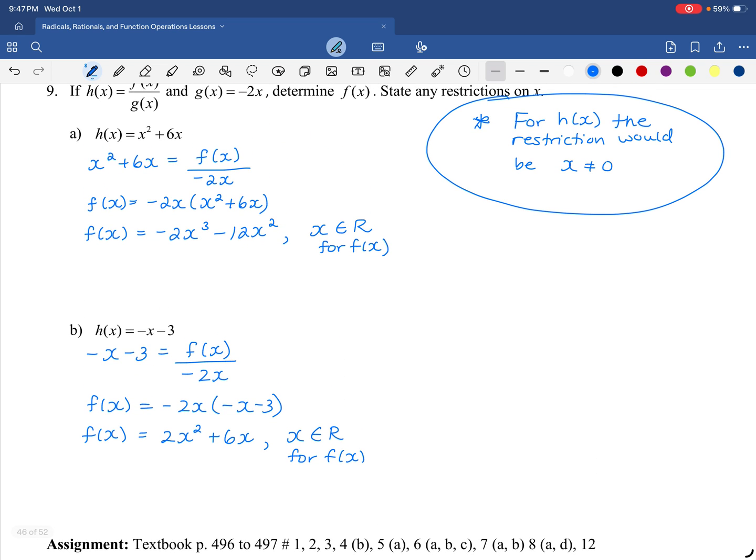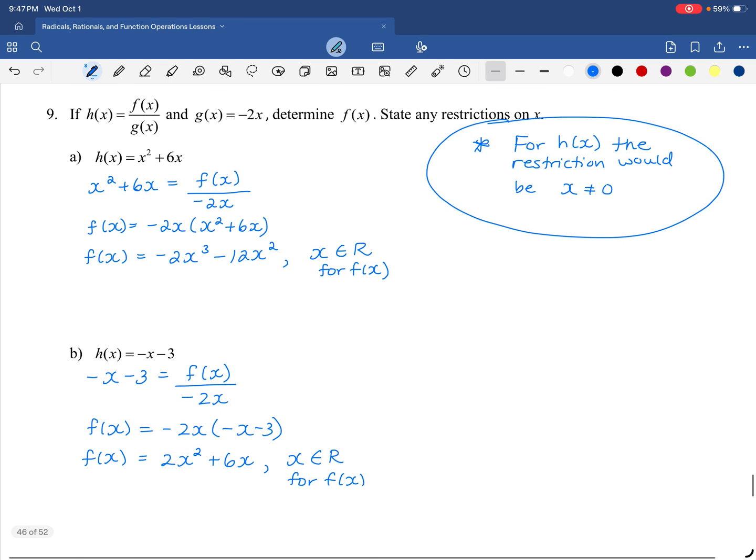If I was looking at the function h of x as it's given in the question, there is a restriction on h of x. But for the two functions f that we determined, we don't have any restrictions on those particular ones.